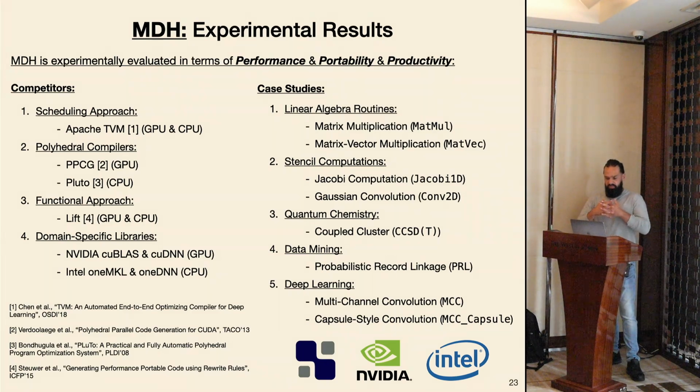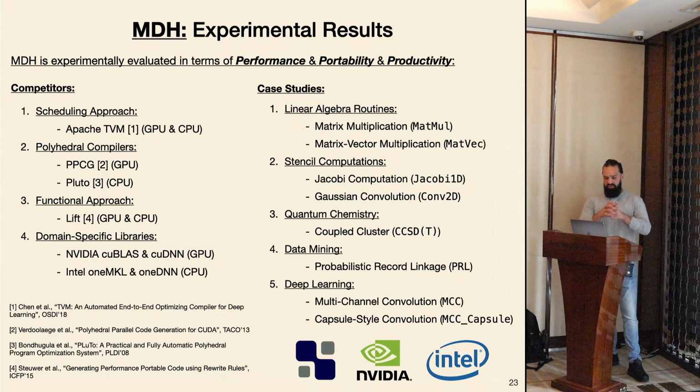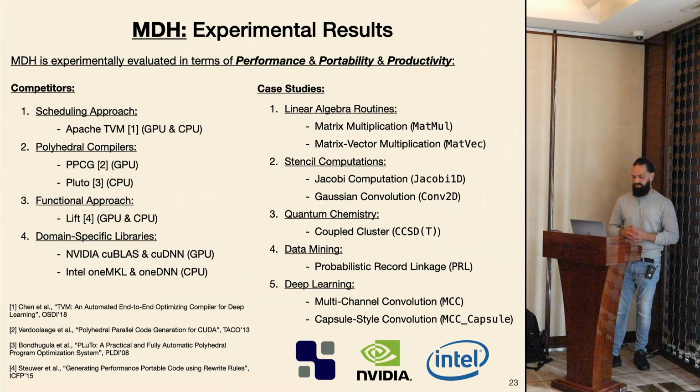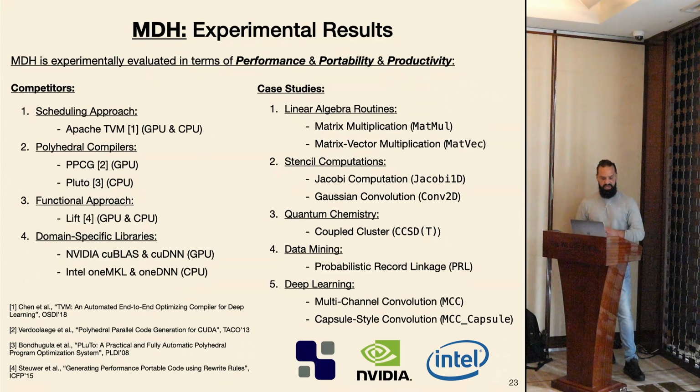We have used stencil computations, Jacobi computation, which is the 1D stencil example, and Gaussian convolution, which is a 2D example. Then a case study from the domain of quantum chemistry, coupled cluster. We have this data mining example, probabilistic record linkage, and also a deep learning case study. And actually the deep learning case study is again the most challenging for us, because most of the competitors are highly optimized for deep learning computations, particularly the vendor libraries and also TVM.